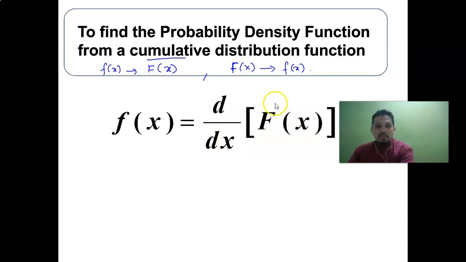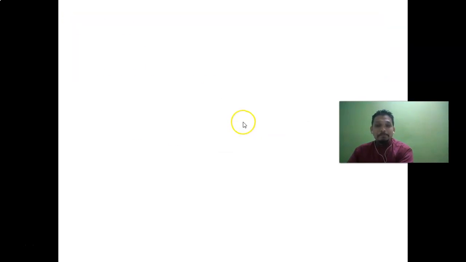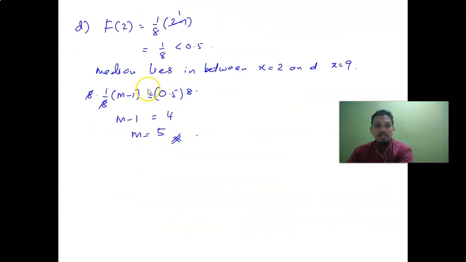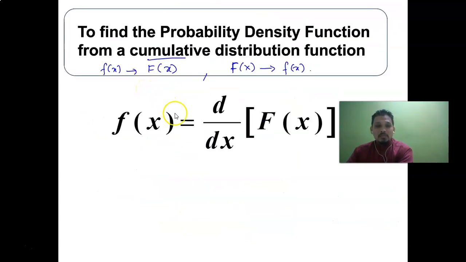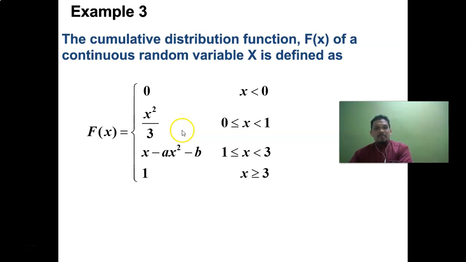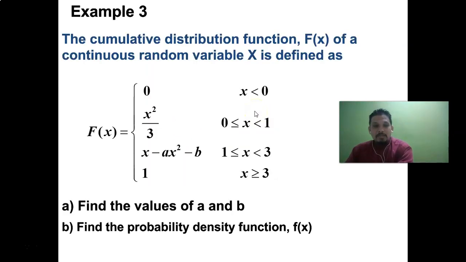Okay, class, why do we come up with the differentiation? Do you see all this function here? Integral, integral, and integral. So opposite, then we are going to differentiate the cumulative function to get the probability density function. Now, the cumulative distribution function F(x) of a continuous random variable is defined as this one here. Find the values of a and b and find the probability density function of f(x).